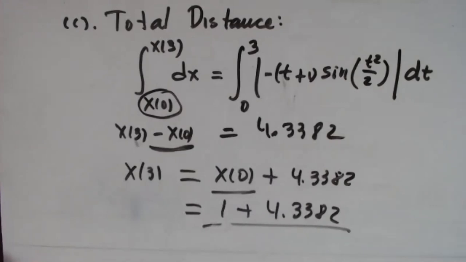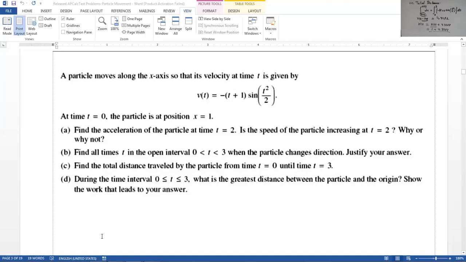Okay, let's finish this already. Share the last question. It's right here. During the time interval 0 to 3, what is the greatest distance between the particle and the origin? Show the work that leads to your answer. Okay.